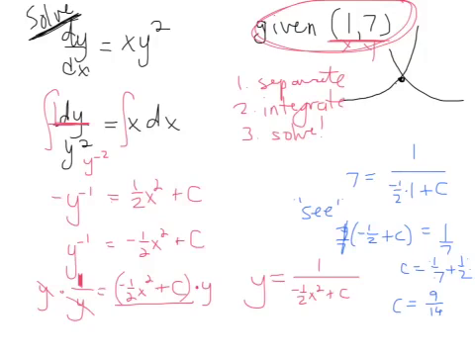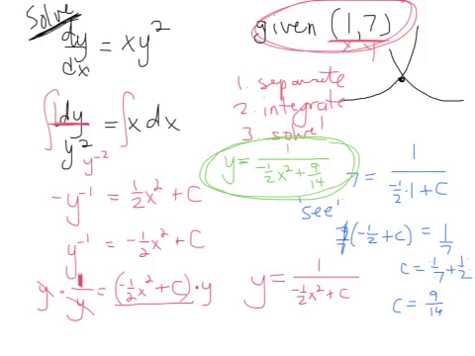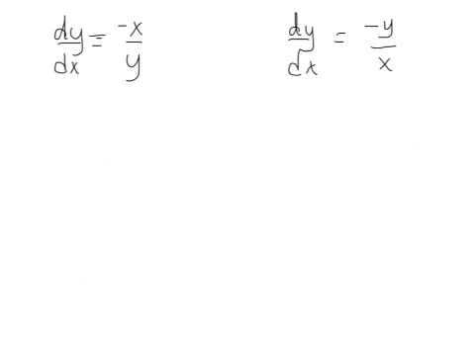So to write your final answer, it should be an equation set equal to y, and it should be as specific as possible. Having a point here, we're able to also find the constant, so it will be 1 over negative 1/2 x squared plus 9/14. There's your final answer. Using the initial condition, we solve for the constant.